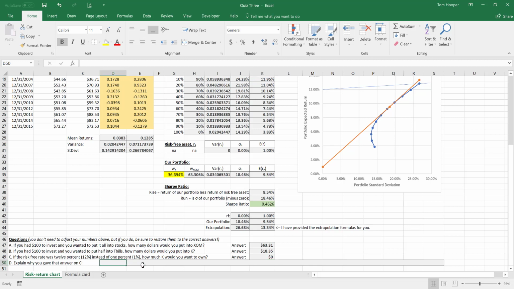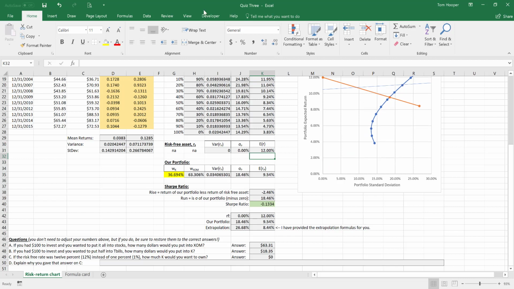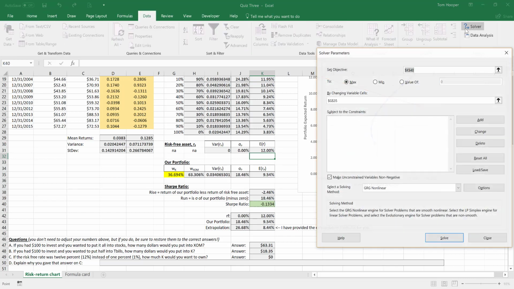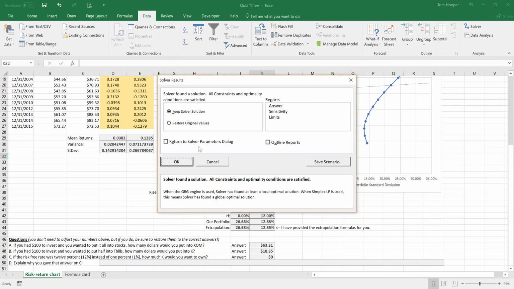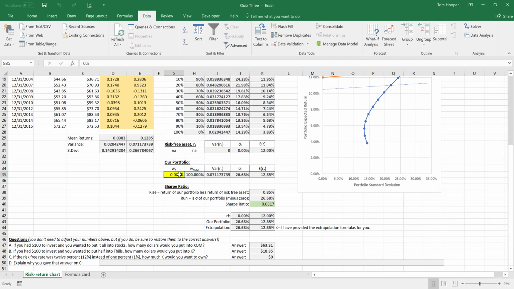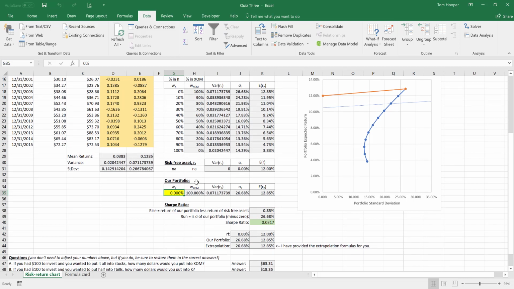When I asked why, two answers I gave full credit for were: one, because it maximizes the Sharpe ratio, and two, because I used my model and changed this to 12% and optimized with Solver. And the answer it gave me was 0 Kellogg. I gave full credit for that answer, although I prefer the answer that talked about the Sharpe ratio and the capital market line. I'm going to erase this line for us now.